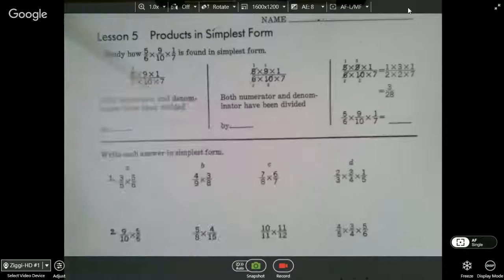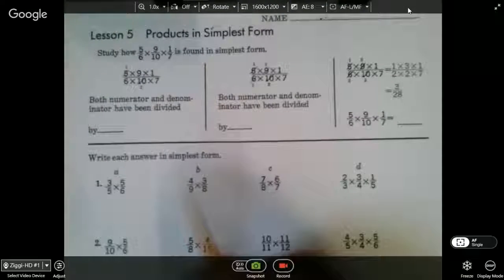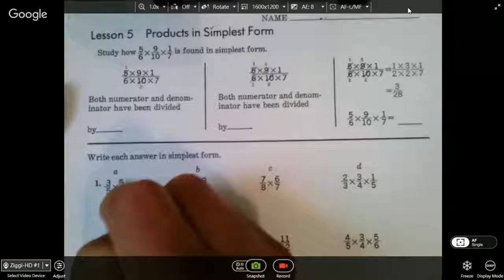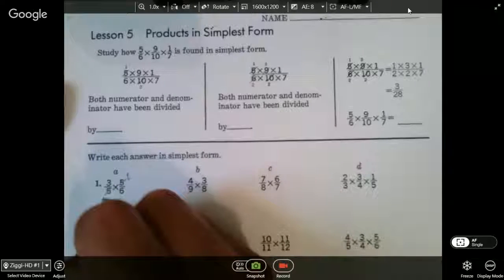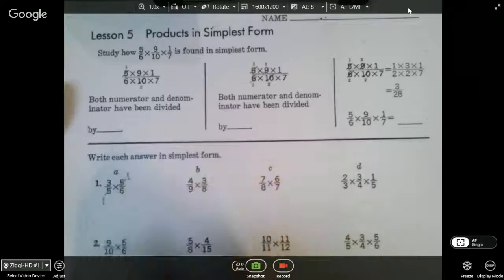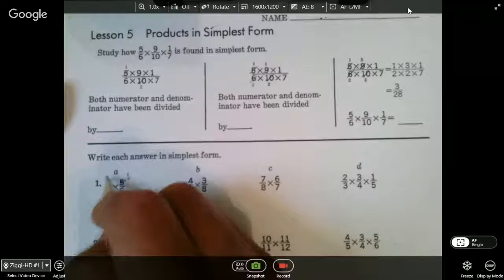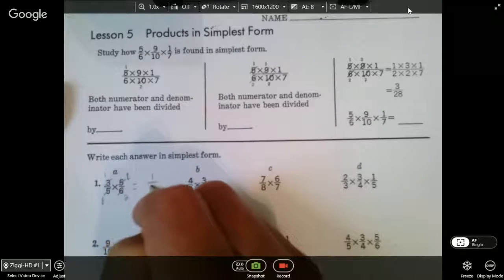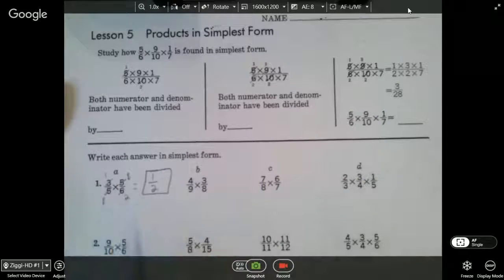All right, let's go ahead and I'll do number 1 with you. I'll do all of number 1 together. Notice 5 and 5 here, top and bottom relationship, so the greatest common factor is 5. If I divide by 5, I get 1 over 1. And then 3 over 6, top and bottom relationship, greatest common factor is 3. 3 divided by 3 is 1. 6 divided by 3 is 2. So here I have 1/2. Multiply across. 1 times 1 is 1. 1 times 2 is 2.